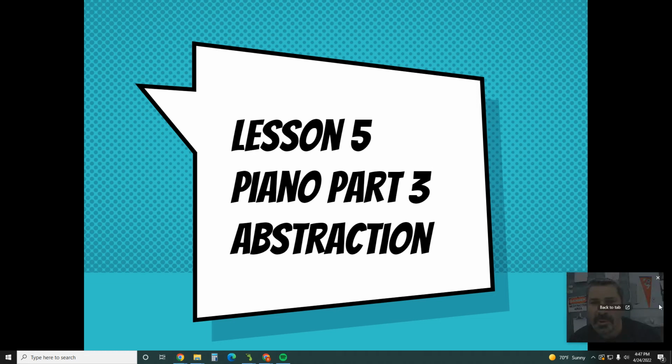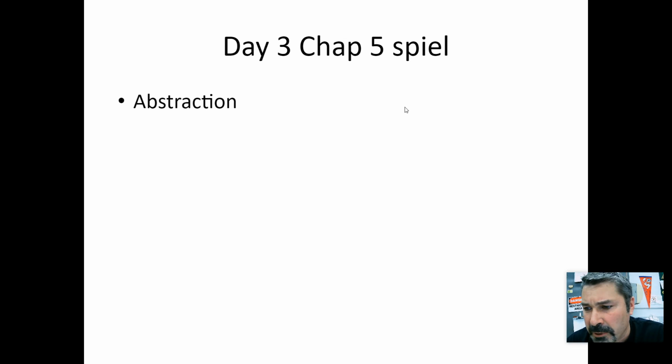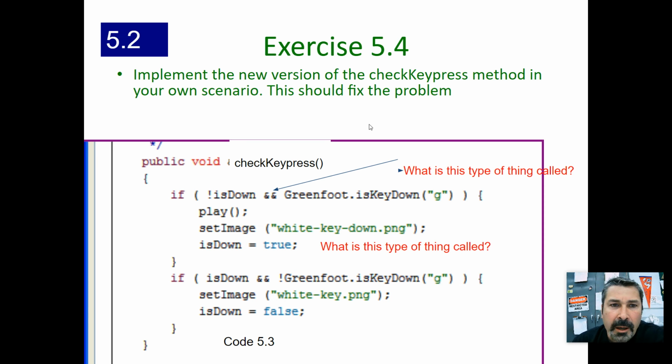Ladies and gentlemen and programmers, we're going to do lesson 5, the piano part 3. We're going to learn abstraction, how to make one key class play a bunch of different sounds when you press different keys on the keyboard. All right, so we have this new version of the check key press method in your own scenario. This should fix that problem of the key press playing over and over again.